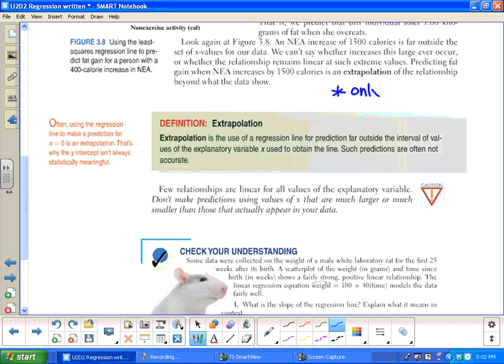So only predict values between the smallest and the largest x.